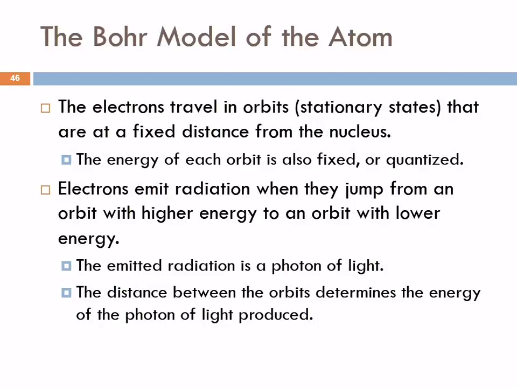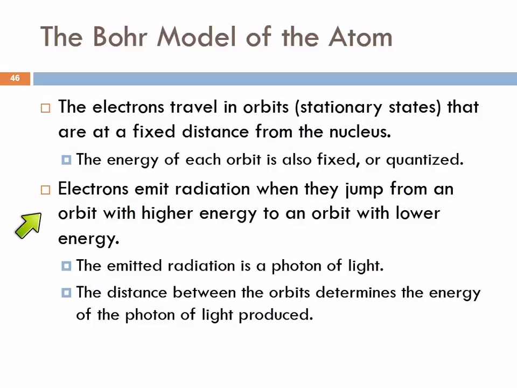So in the Bohr model of the atom, the electrons travel in orbits around the nucleus. So the Bohr model is a lot like our idea of the solar system, where we have the sun, and then we have the planets orbiting around the sun, right? So the electrons are orbiting like planets around the nucleus, and they are at fixed distances in their orbits, and the energy of the orbit is fixed as well. And the energy of the orbit is going to be related to the distance from the nucleus.